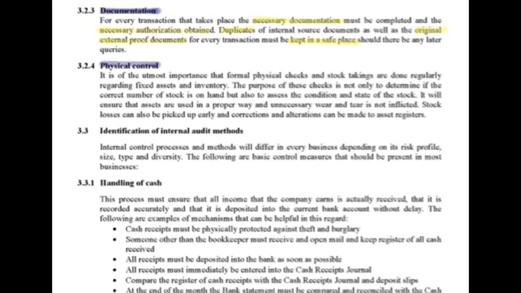Physical control. It is of the utmost importance that formal physical checks and stock takings are done regularly regarding fixed assets and inventory. So the purpose of these checks is not only to determine if the correct number of stock is on hand, but also to assess the condition and state of the stock. It will ensure that assets are used in a proper way and unnecessary wear and tear is not inflicted. So stock losses can also be picked up early and corrections and alterations can be made to asset registers.